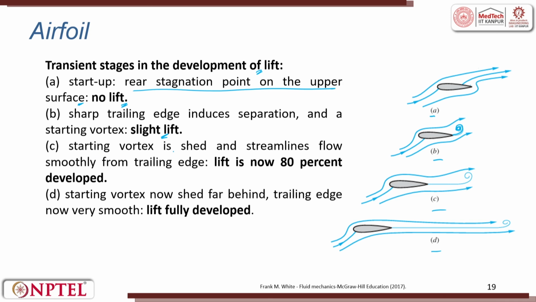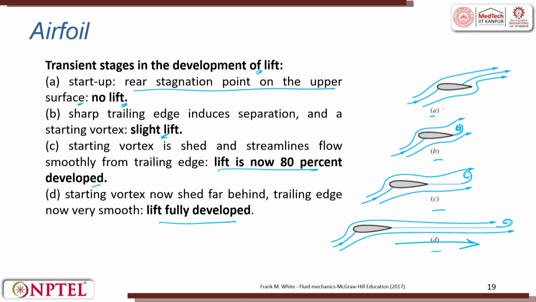In C, the starting vortex is shed and streamlines flow smoothly from the trailing edge. The lift is now 80% developed. In D, the large vortex is shed far behind the trailing edge, now very smooth, and the lift is fully developed. So, now you see how the vortex is moving. So, these are the transient stages.